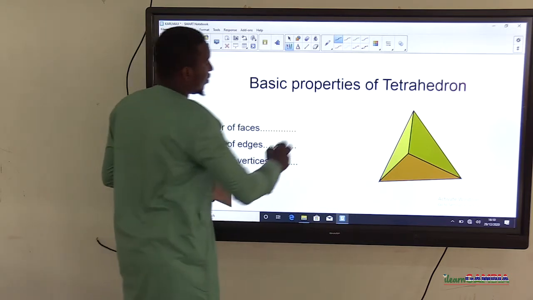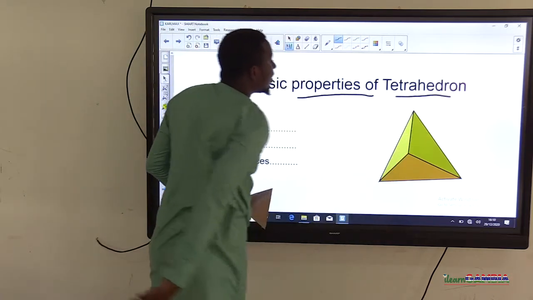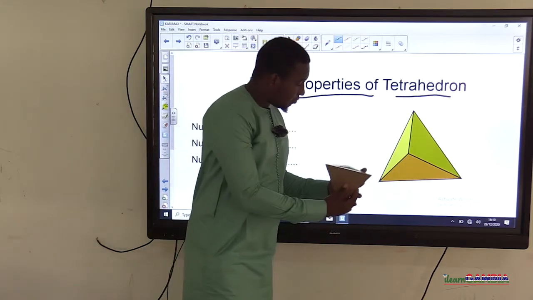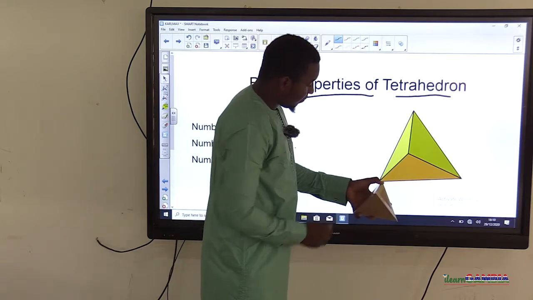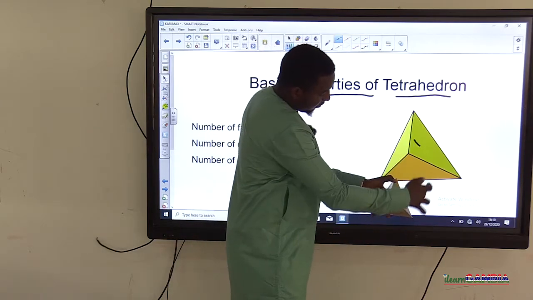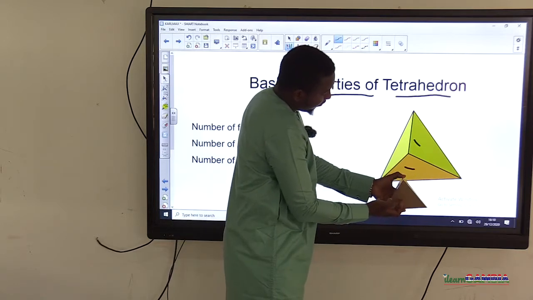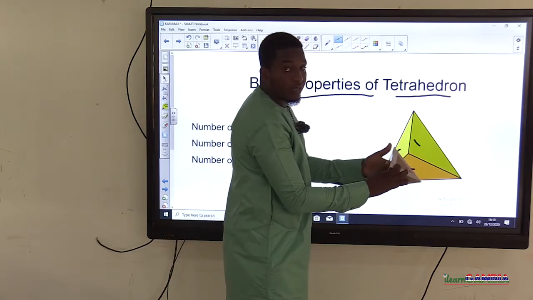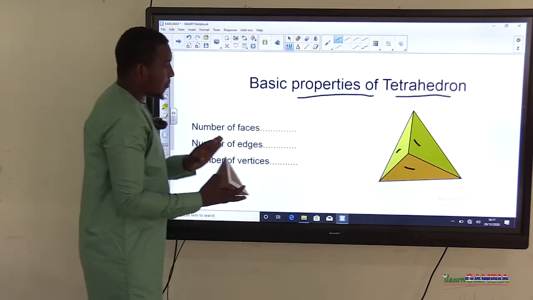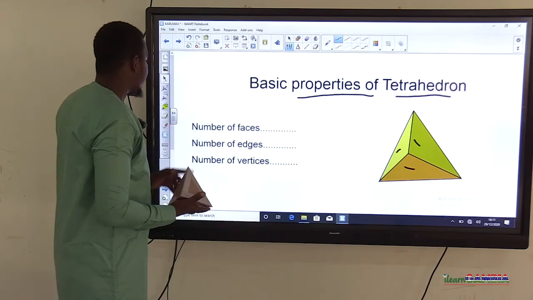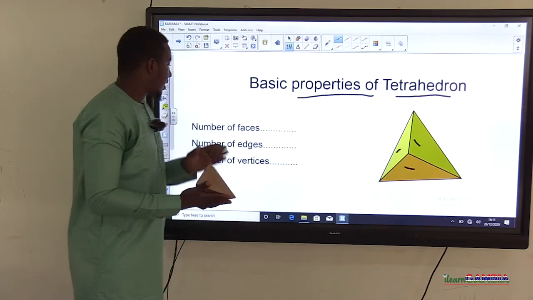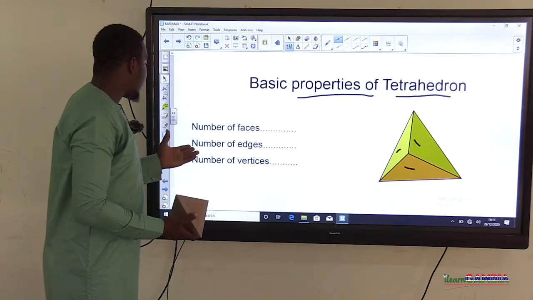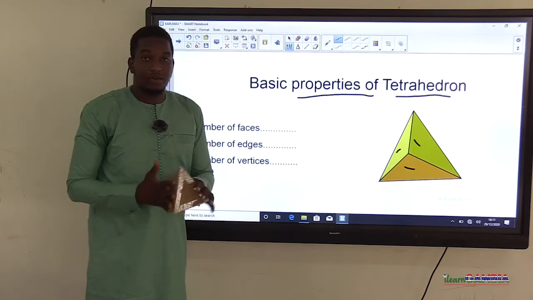These are the basic properties of a tetrahedron. Remember, this is the tetrahedron. Maybe it is given to you in this form, where this is one side, here is another, here is another, and the side that you are not seeing is this other side. So that is a tetrahedron. Now we want to know the number of faces, the number of edges, and the number of vertices that a tetrahedron has.